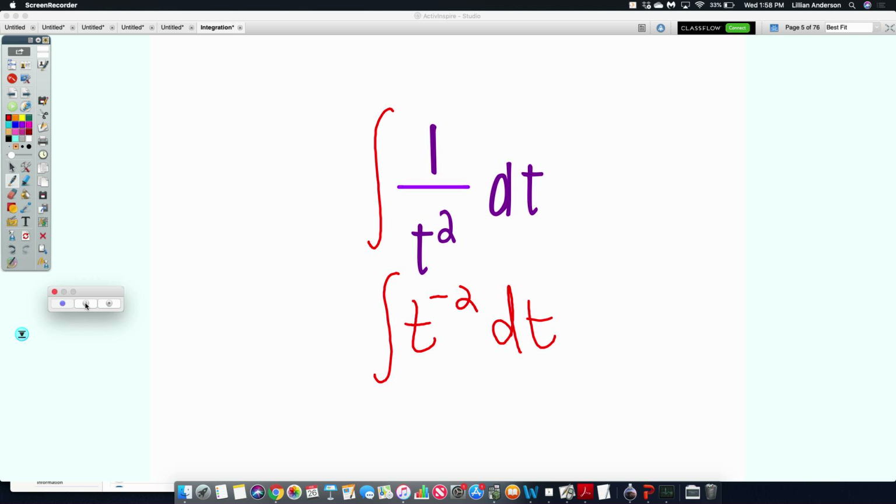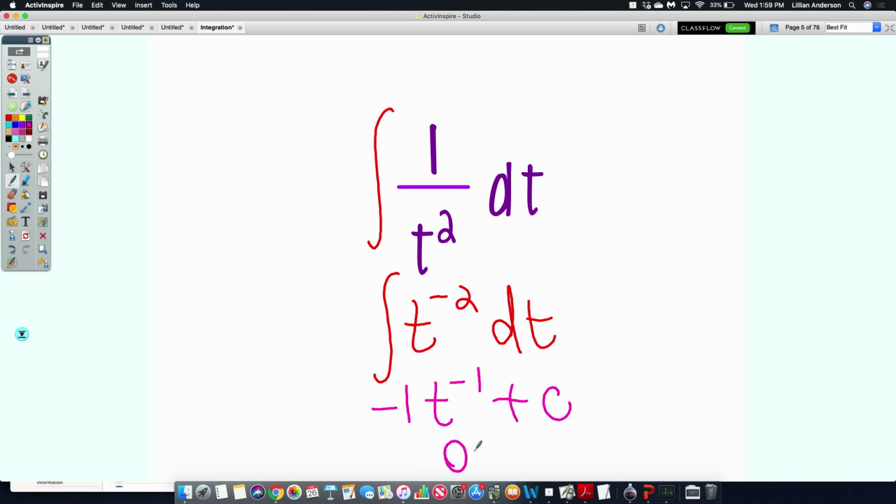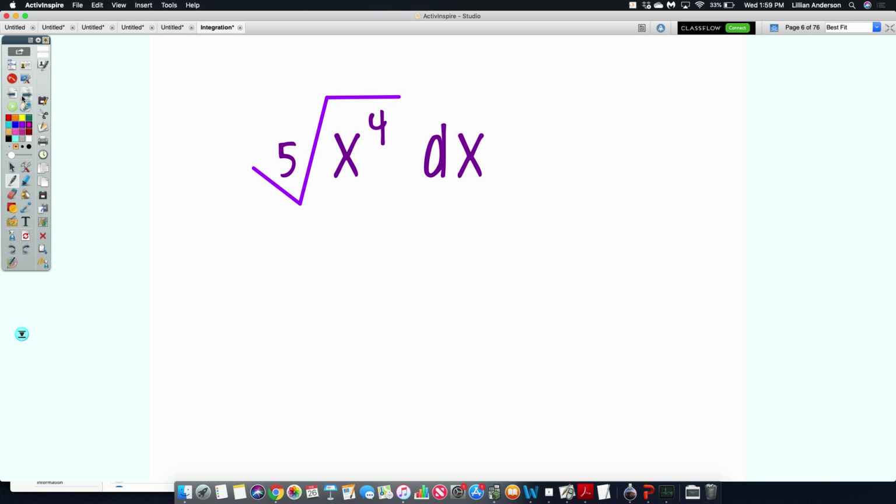So be careful on this one. When you add 1 to your exponent, this becomes what? Negative 1. And then you're going to divide this by a? Negative 1. So then your answer is negative 1 t to the negative 1 plus c. Or when you write it with the exponent not being negative? 1 over negative t and then add c. Very good. Awesome. Okay, let's do this one.